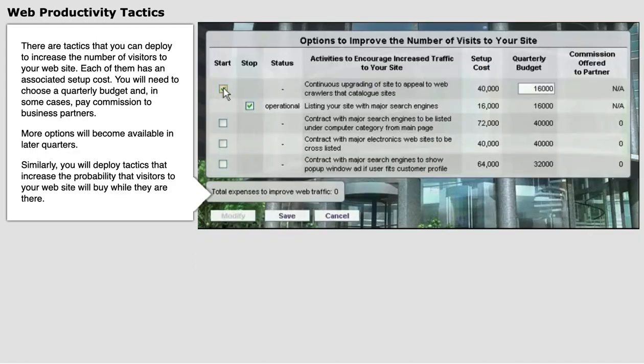There are tactics that you can deploy to increase the number of visitors to your website. Each of them has an associated setup cost. You will need to choose a quarterly budget and, in some cases, pay commission to business partners. More options will become available in later quarters. Similarly, you will deploy tactics that increase the probability that visitors to your website will buy while they're there.